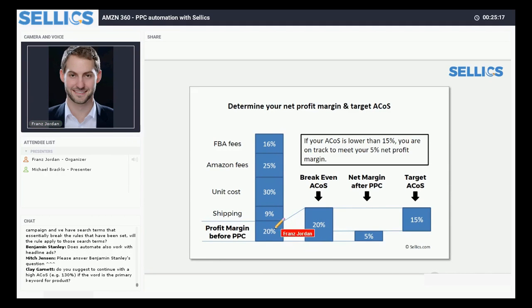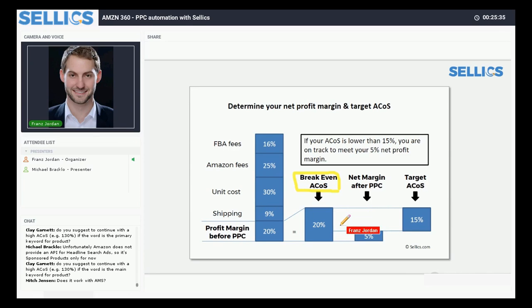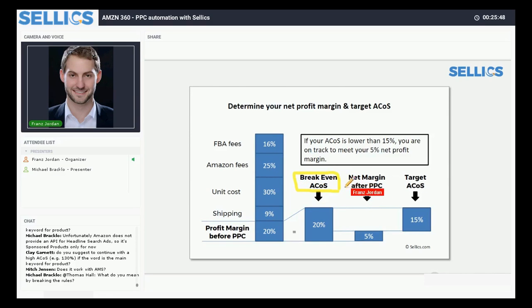This could be a very typical product with a 20% profit margin. Now, if you have a 20% profit margin before PPC, this means that your break-even ACOS, the ACOS at which you don't lose money anymore, is 20%. If your ACOS is below 20%, you don't lose any money because you have a margin of 20%. Obviously, if you spend less than 20% on sponsored products, you won't incur any losses. So that's the first metric that you should calculate: what's your break-even ACOS for each product?